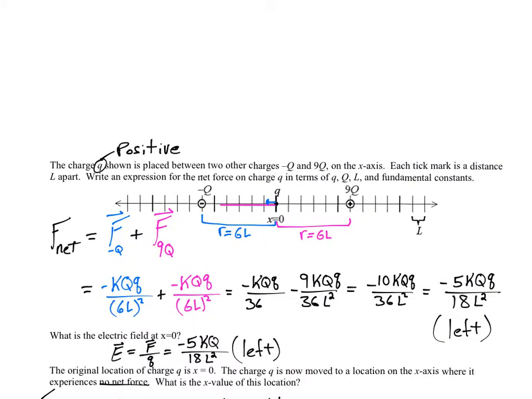All right, so we again have a positive charge little q placed between 2 other charges. This time we have a negative q over here on the left, and we still have 9q over here on the right. I'm still color coding so that the negative q is in blue, the 9q is in pink. The radiuses here are still 6L to start off with. Looks like I forgot an arrowhead on my pink vector there.